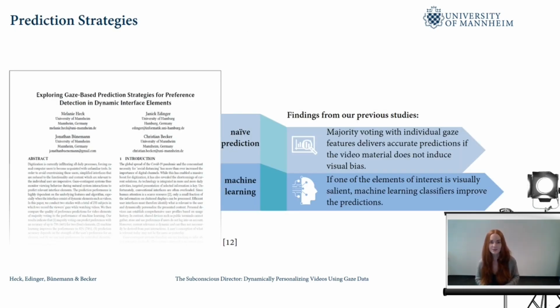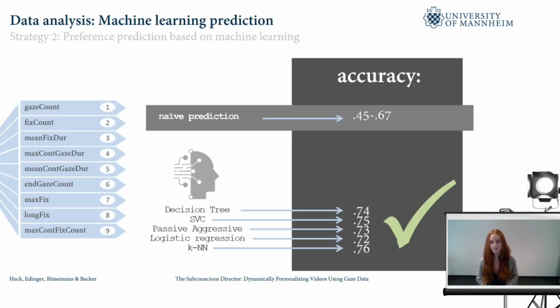From previous studies, we know that naive predictions with a single gaze feature can deliver very accurate predictions, but only if there is no visual bias in the video material. Often, however, the video elements are different so that one of them draws more attention simply because of its design and not because the viewer is more interested in it. In these cases, machine learning classifiers deliver significantly better predictions.